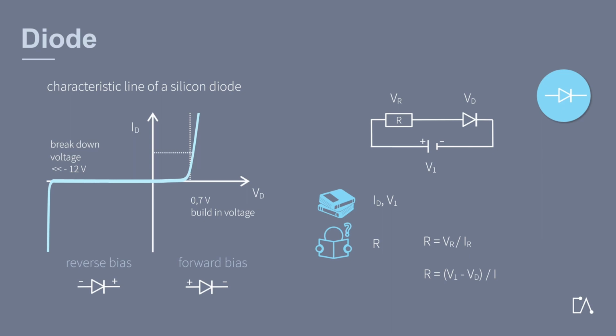We can read it from the graph. We know how much current can safely flow through the diode, so we know how big the voltage drop is.